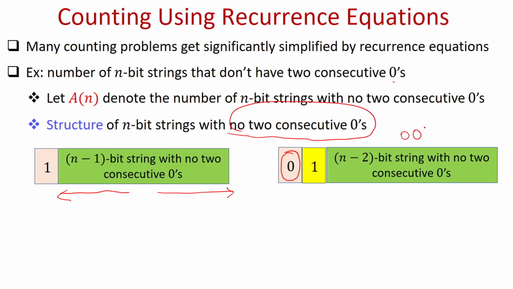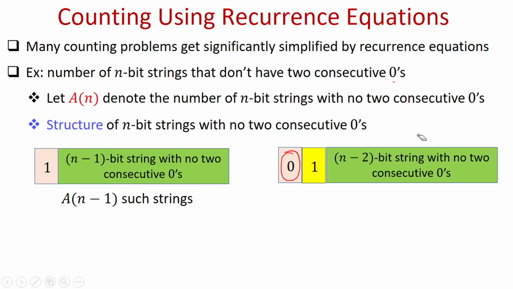And now you can see that these are the only two categories of strings of length n. Either the string can start with 1 or the string can start with 0, right? So now let's try to count the number of strings in both the categories.